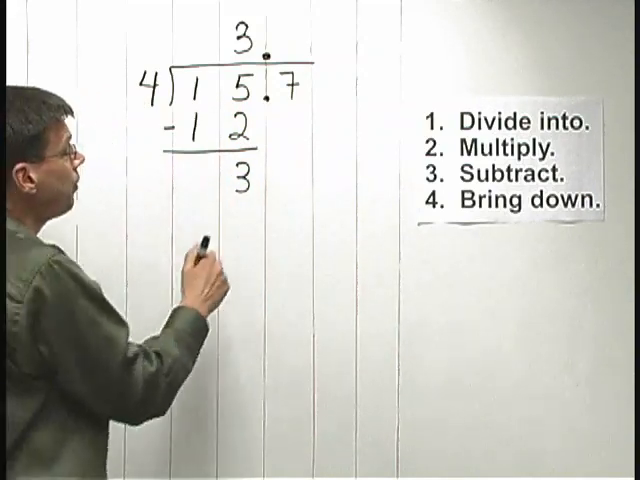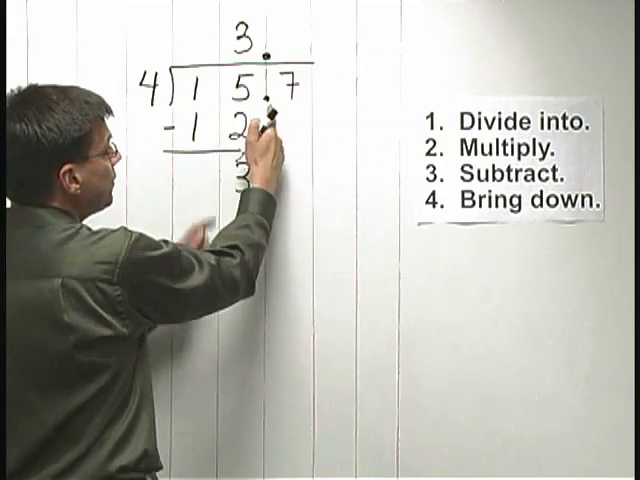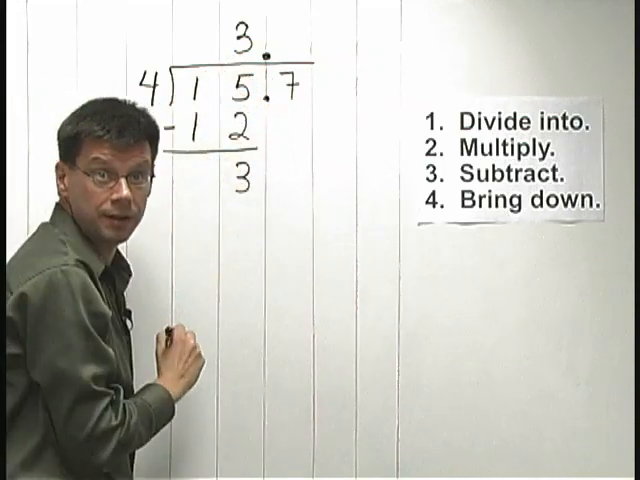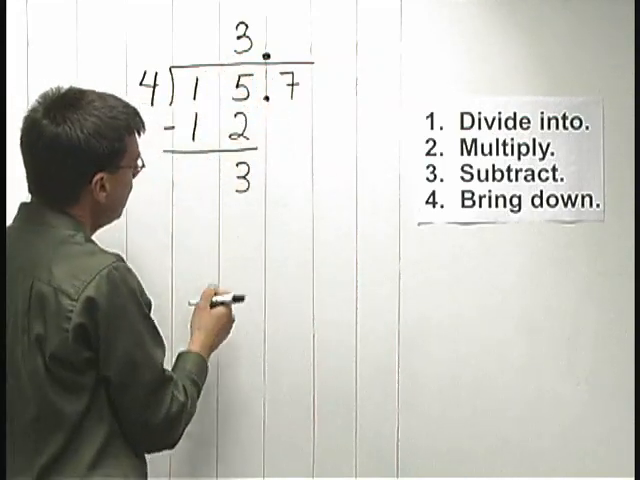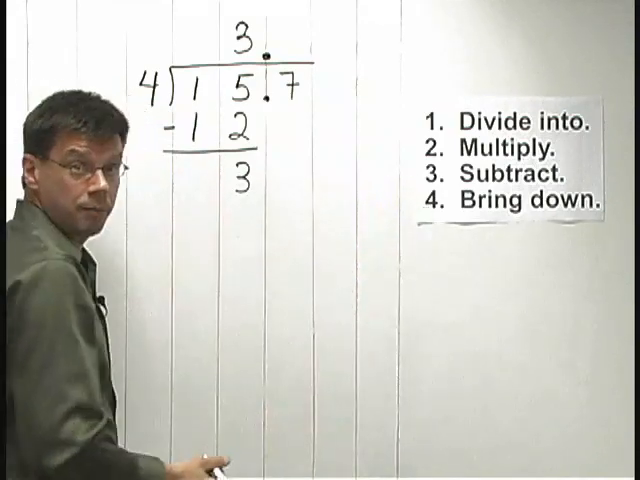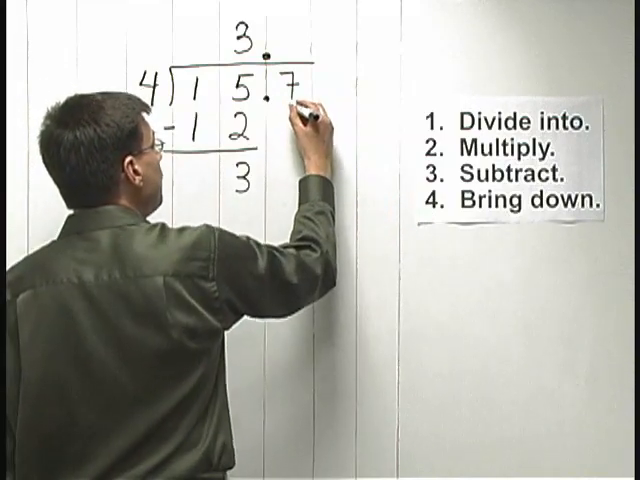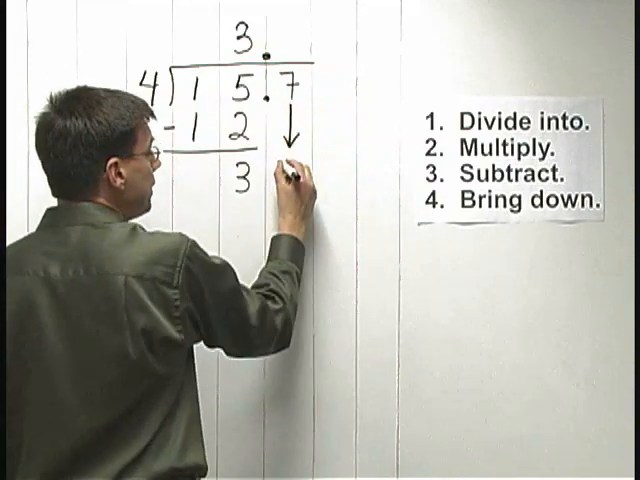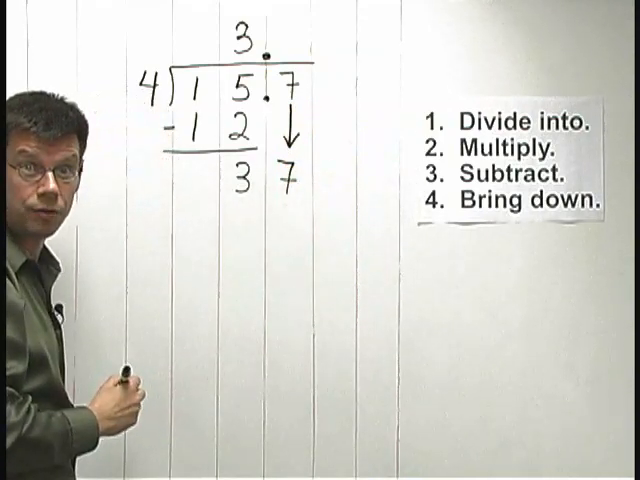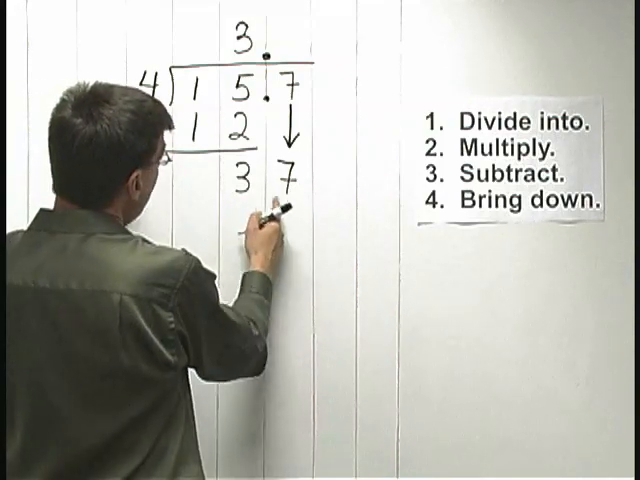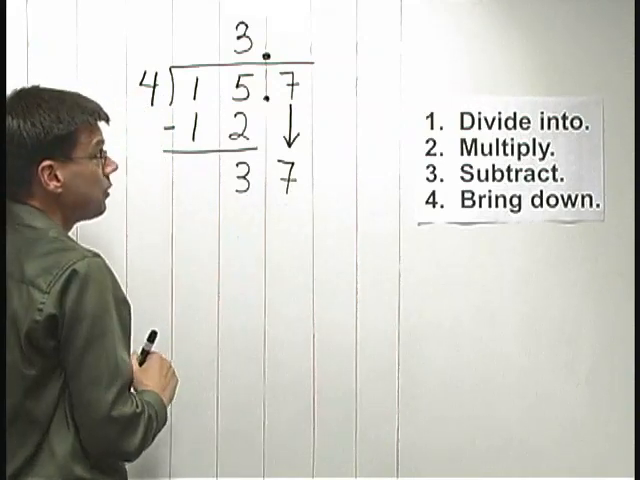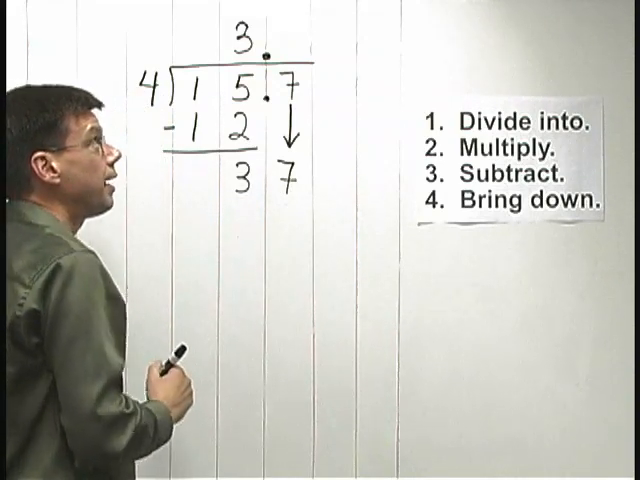Notice before we go further that because the 5 is just to the left of the decimal point, the 3 in the answer is just to the left of the decimal point also. Now we just completed our subtract step. After subtracting comes the bring down step. So I bring down the next digit. I bring down that 7. And then I go back up to the first step, my divide into step. How many times does 4 go into what I now have here, 37? 4 goes into 37. Let's think about that.